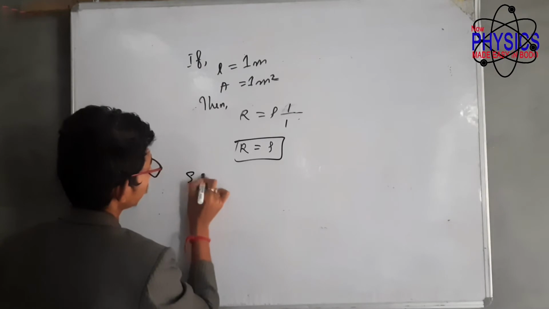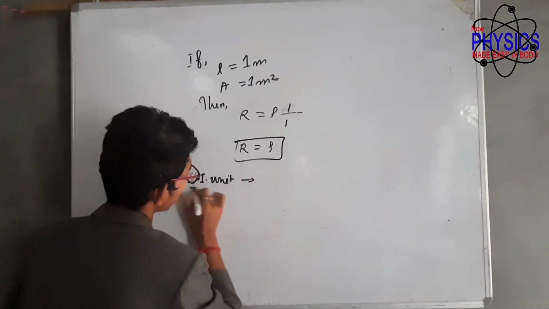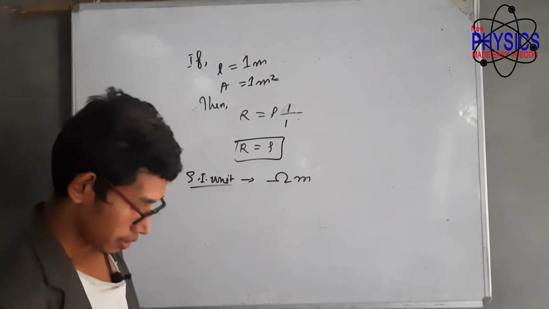So the SI unit will be what? The SI unit is ohm meter. So the SI unit is ohm meter.